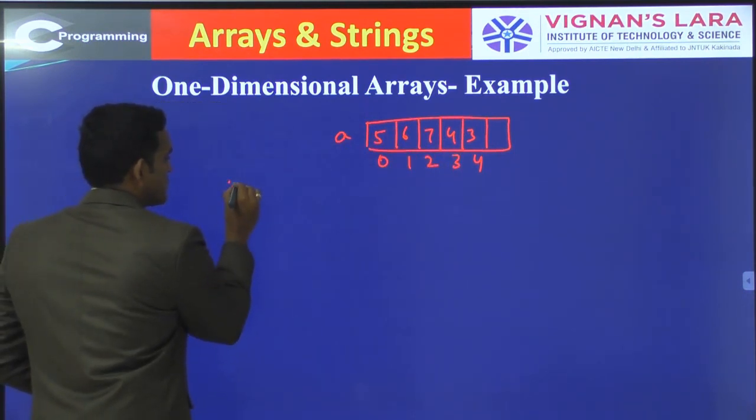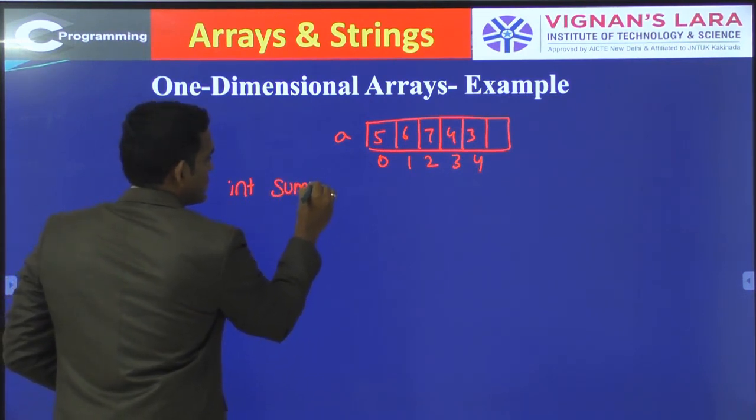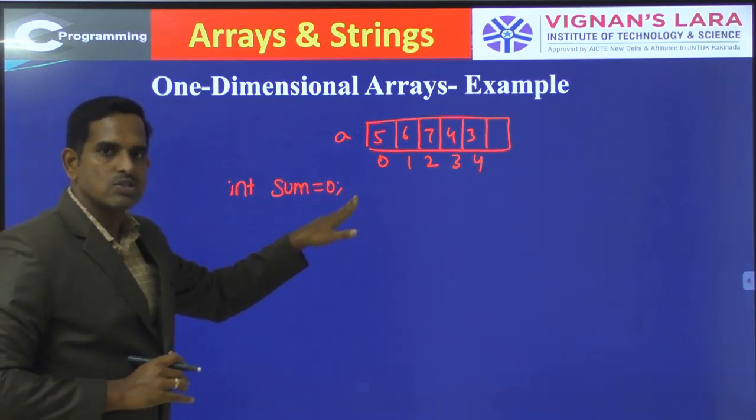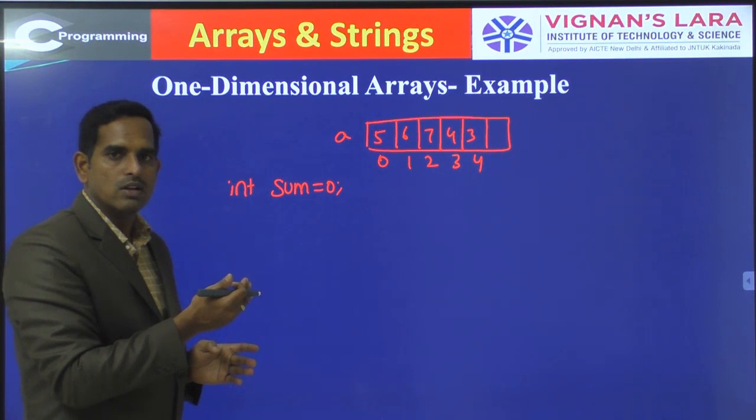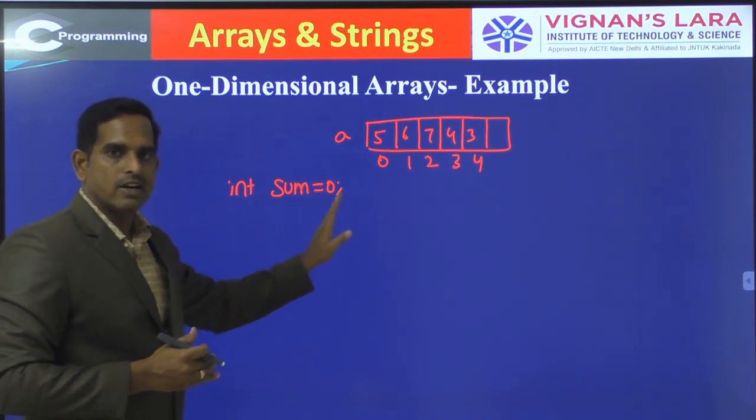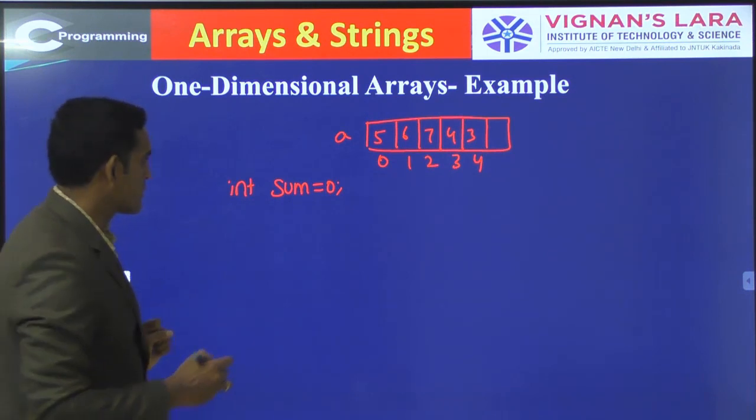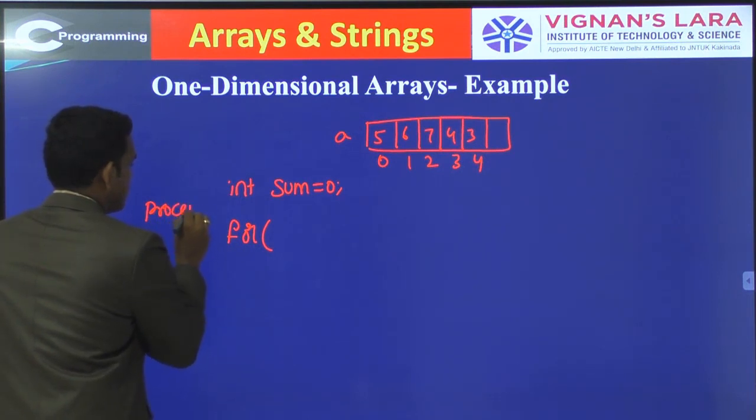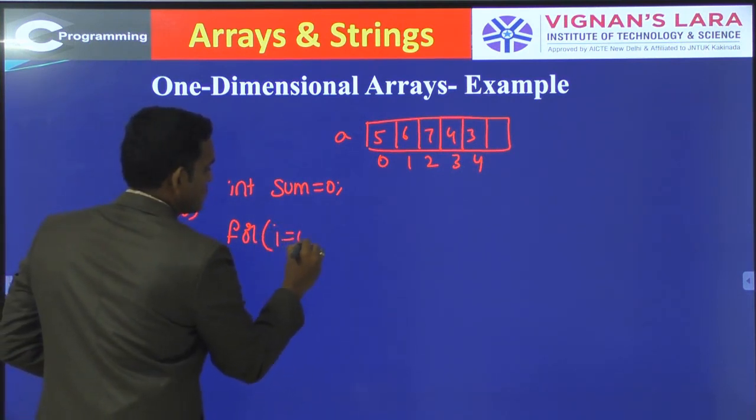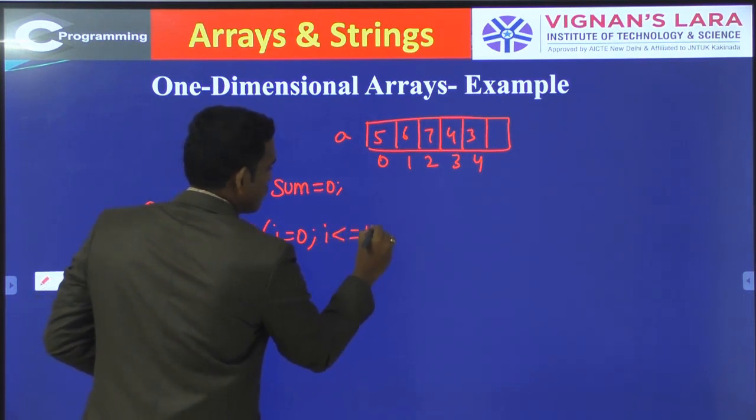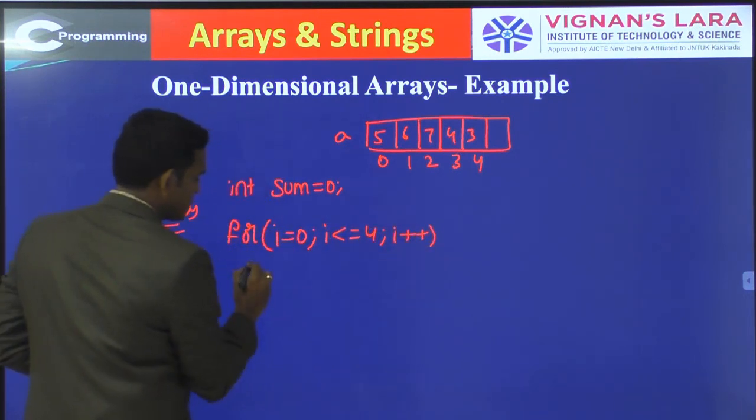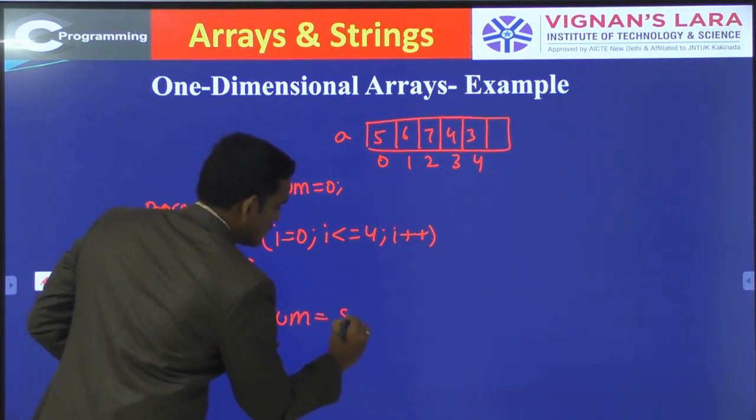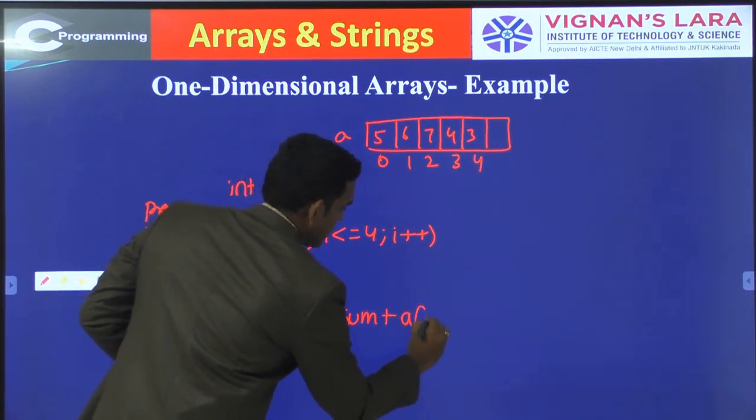In order to sum, first I have to declare one sum value and initialize it to 0. Why? Because if you don't initialize it to 0, your sum value will be some garbage value. To avoid wrong results, I initialize it to 0 first. After that, this will be the process part where you perform the processing: for I is equal to 0, I less than or equal to 4, I plus plus. What I will be doing is sum is equal to sum plus A of I.